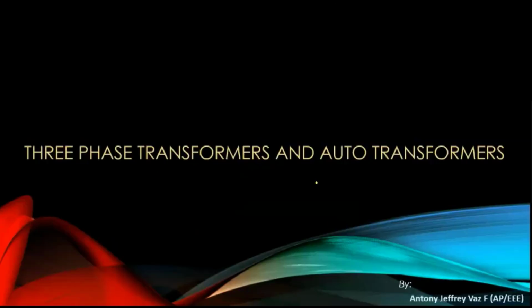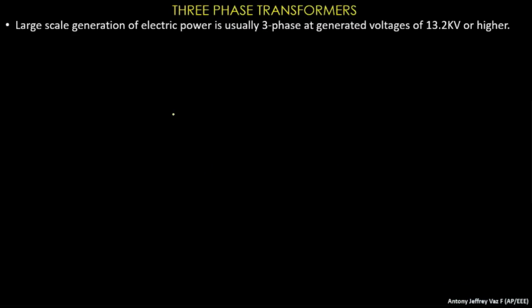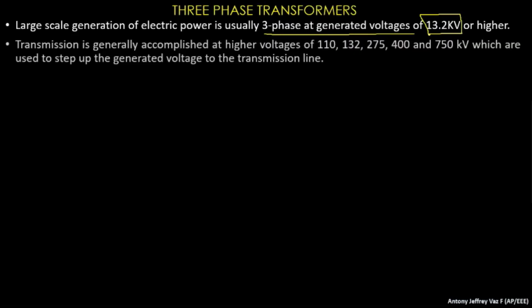Okay. Next, we are going to see about the three-phase transformers and auto transformers. Here, three-phase transformers: large-scale generation of electric power is usually three-phase at a generated voltage of 13.2 kV or higher. Transmission is generally accomplished at higher voltages of 110, 132, 275, 400 and 750 kilovolts.